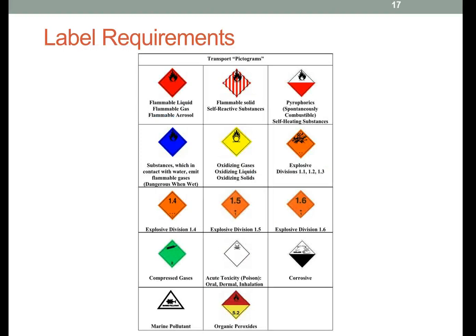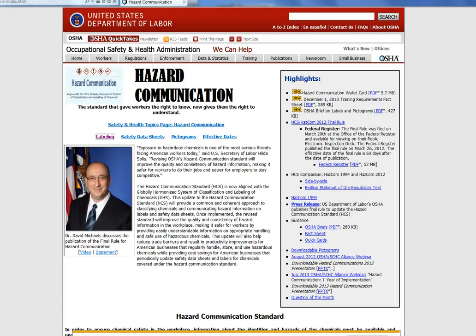These OSHA pictograms should not be confused with Department of Transportation transport pictograms or labels, as you can see here on this chart. These Department of Transportation labels are required on the outside shipping container for all hazardous chemicals. Chemicals in smaller containers inside the larger container do not require the Department of Transportation label, but they do require the OSHA pictogram. You may see both the Department of Transportation and OSHA pictograms on labels, and I will show you an example of that here now.